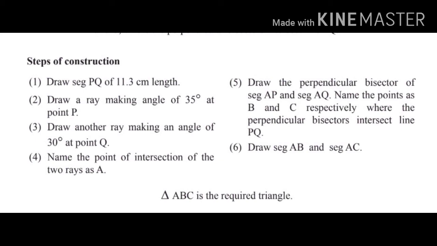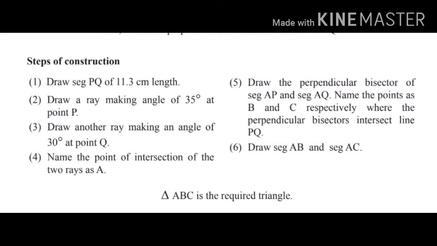See here, steps are given for the construction. The first step is to draw segment PQ of 11.3, that is the perimeter given to you, the sum of all three sides. Take it as a base. In place of PQ you can take any name, AB, BC, CD, any name. In short, the perimeter that is given to you, you have to take as a base. So draw PQ of 11.3 centimeter length. In place of PQ you can write B dash C dash also.